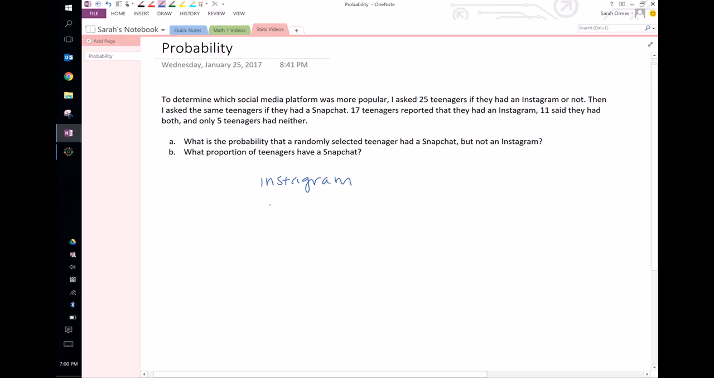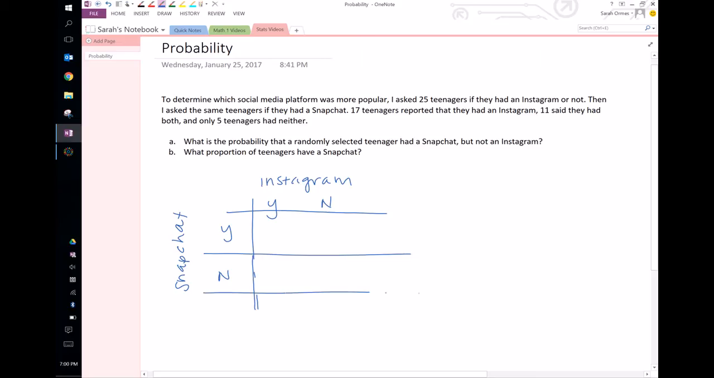And my options are yes, we have one, or no, they don't. On this side of my table, I'm going to put Snapchat. And again, my options are yes, they have one, or no, they don't. So I want this to be a little bit longer because I would like room for totals.